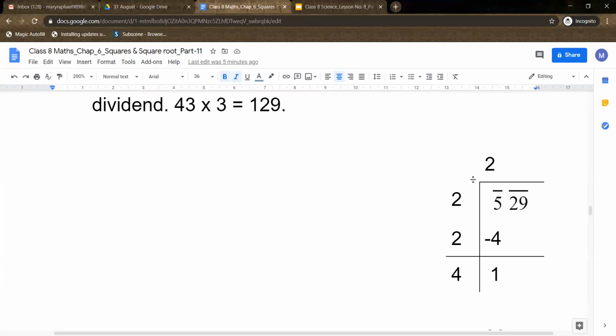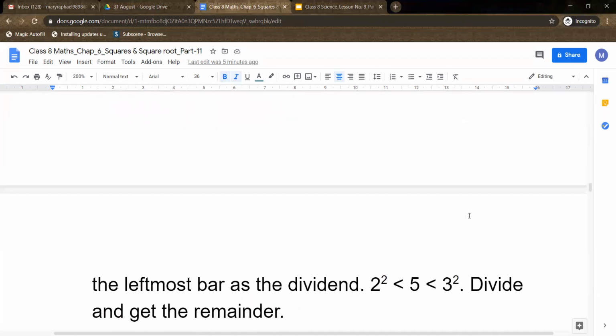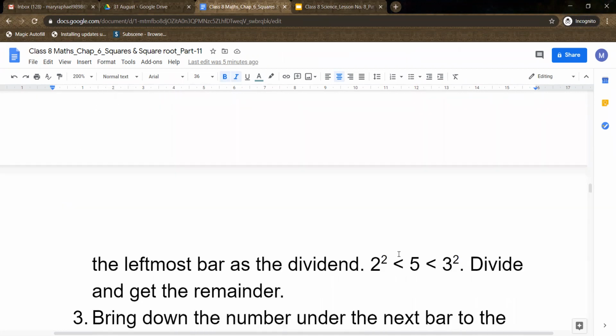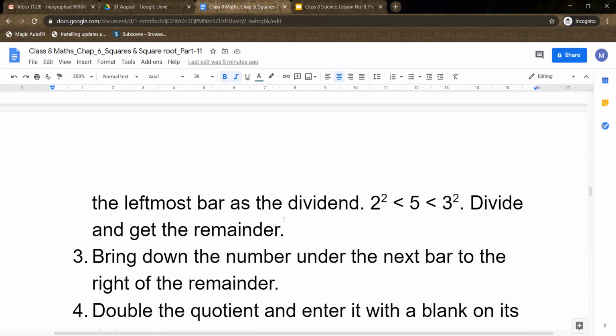Then as we do for normal division, we have to draw the columns like this. Now see, that is written here. It is written very long, but what we have to do is very simple. Place a bar over every pair of digits starting from the ones digit. We have already done that. Now what is the second step? Find the largest number whose square is less than or equal to the number under the leftmost bar. Take this number as the divisor and the number under this leftmost bar as the dividend.